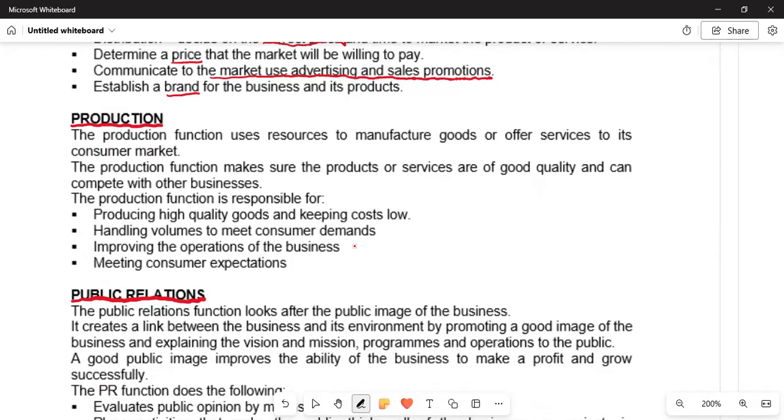So with this one, this is whereby now we are going to look at the designing and manufacturing of products.